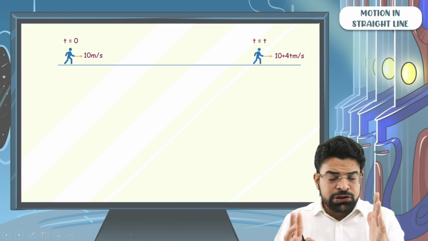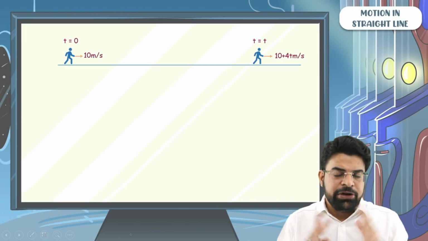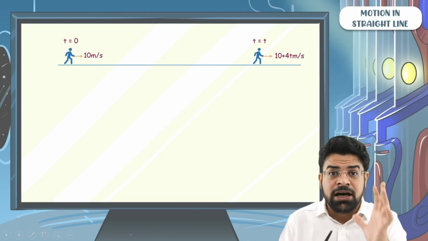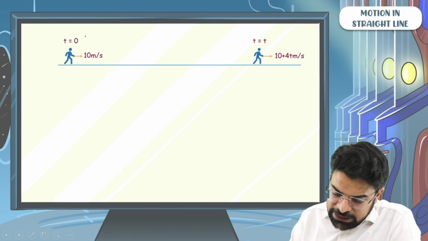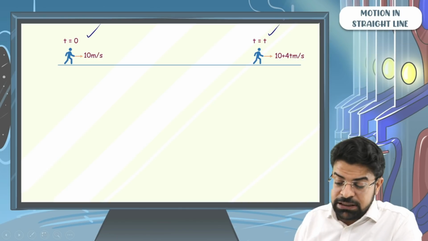So if I ask you, tell me what will be the displacement of this person in time t? You have found in 1 second, 2 second, 3 second, 4 second. Tell me a generalized answer. What will be the displacement of this person in time t? So you will say, sir, at time equals 0, velocity is 10. And at time equals t, velocity is 10 plus 4t.